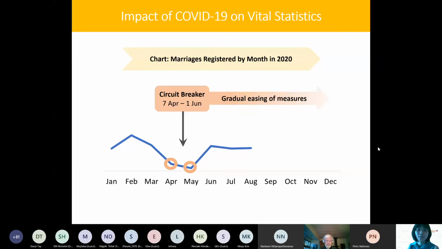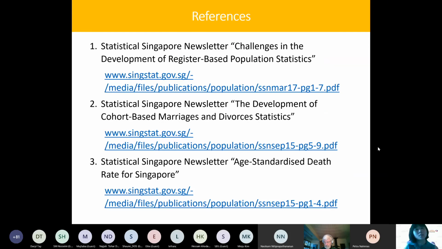We have since started to ease the measures to allow marriage solemnizations to take place, and we have started to see a recovery in the marriage numbers in June and subsequent months. For the other areas in vital statistics, more time is needed to see if there is any significant impact. So the links to relevant papers are in the following 2 slides.